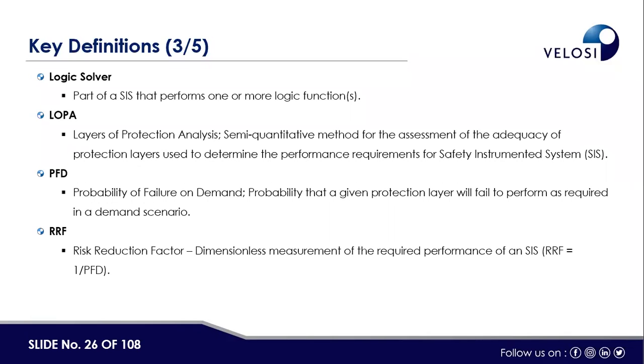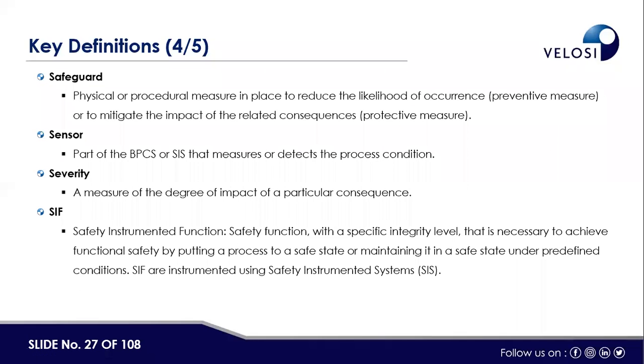PFD is probability of failure on demand. Like what is the potential that any SIF or any PSV or any protective layer may fail in case of demand. RRF is risk reduction factor, which is normally 1/PFD. Safeguards, the physical or procedural measures in place to reduce the likelihood, are normally called safeguards. Sensor is basically an initiator or transmitter, part of the BPCS or SIS that measures or detects the process condition.